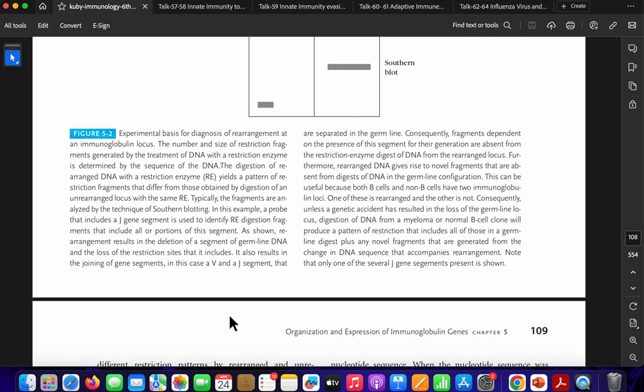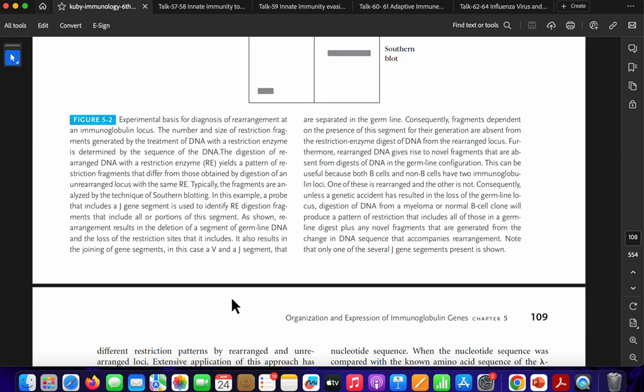Experimental basis for diagnosis of rearrangement at an immunoglobulin locus. The number and size of restriction fragments generated by the treatment of DNA with a restriction enzyme is determined by the sequence of the DNA. The digestion of rearranged DNA with a restriction enzyme yields a pattern of restriction fragments that differ from those obtained by digestion of an unrearranged locus with the same restriction enzyme. Typically, the fragments are analyzed by the technique of Southern blotting.